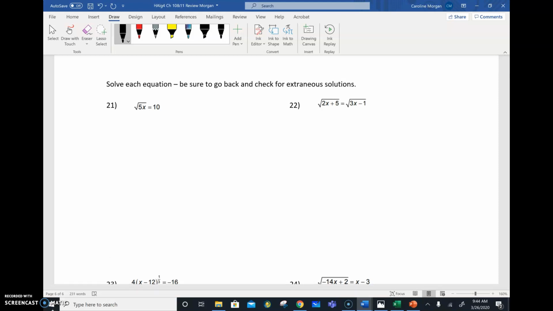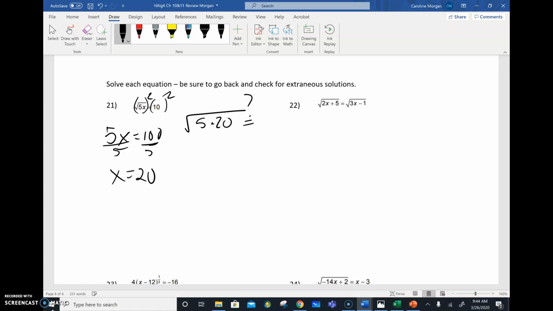The radical is all by itself. It's a square root. I'm going to square both sides, right? So 5x equals 100. I'll divide by 5. x equals 20. But I need to check. So I'm going to come over here. I'm going to say 5 times 20 under the square root. Does that equal 10? The square root of 100 equals 10. Bam. That one works. All right, let's look at 22.